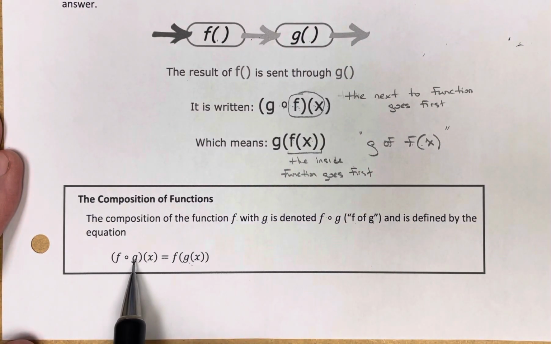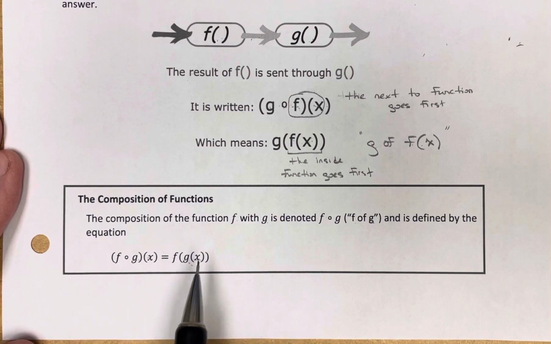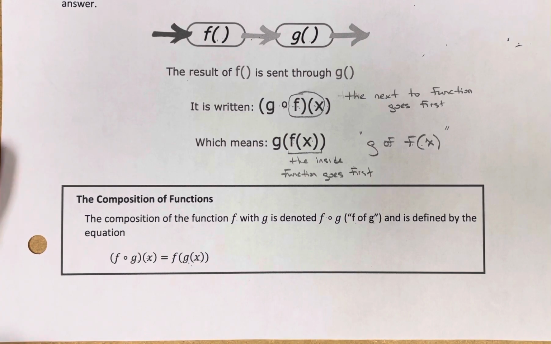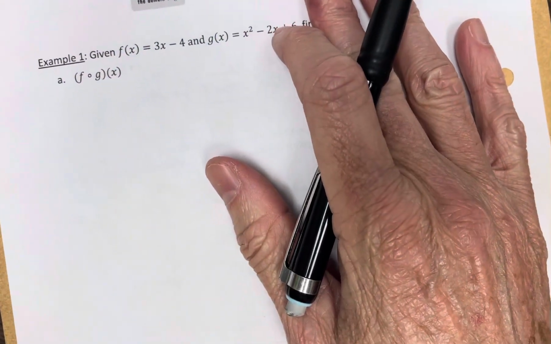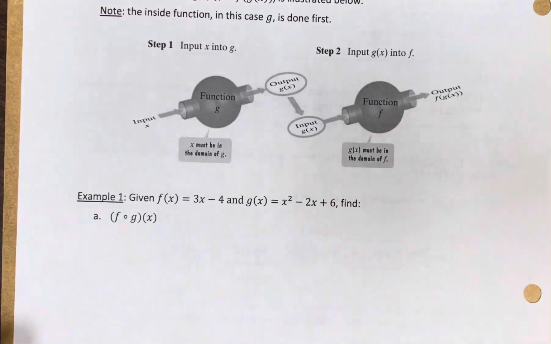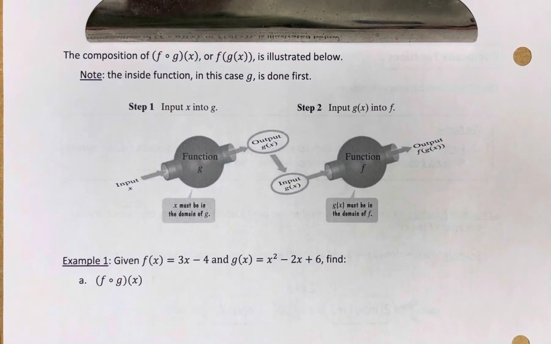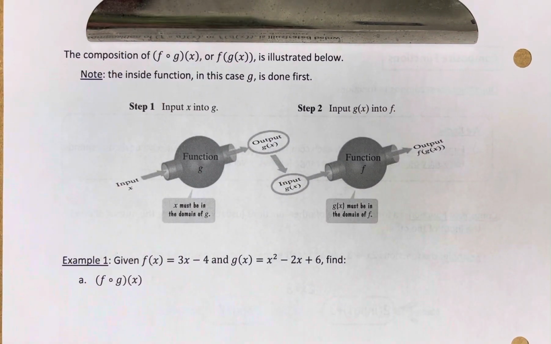Down here, because the g is the next to function and the g is the inside function, the g function goes first. Okay, let's do one more look at it. Let's use a picture of kind of like a function machine to illustrate it, and then we'll do some numerical examples.